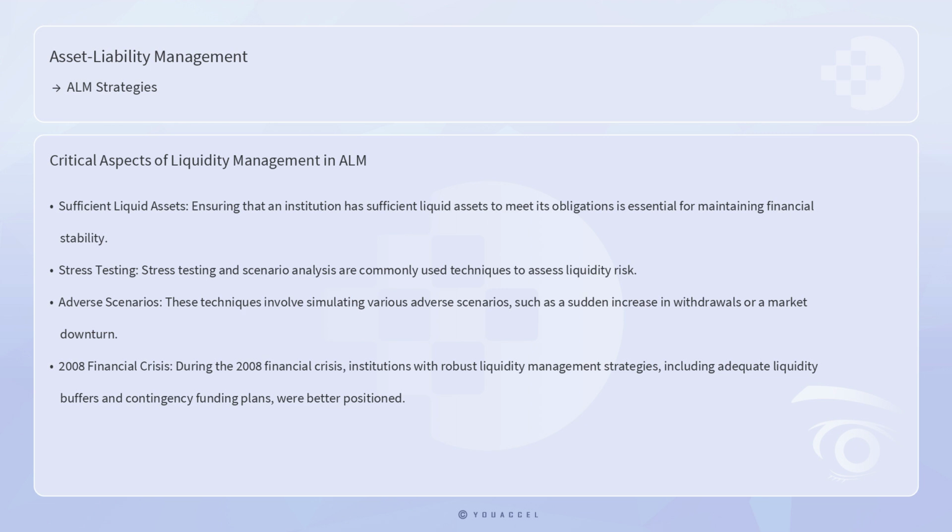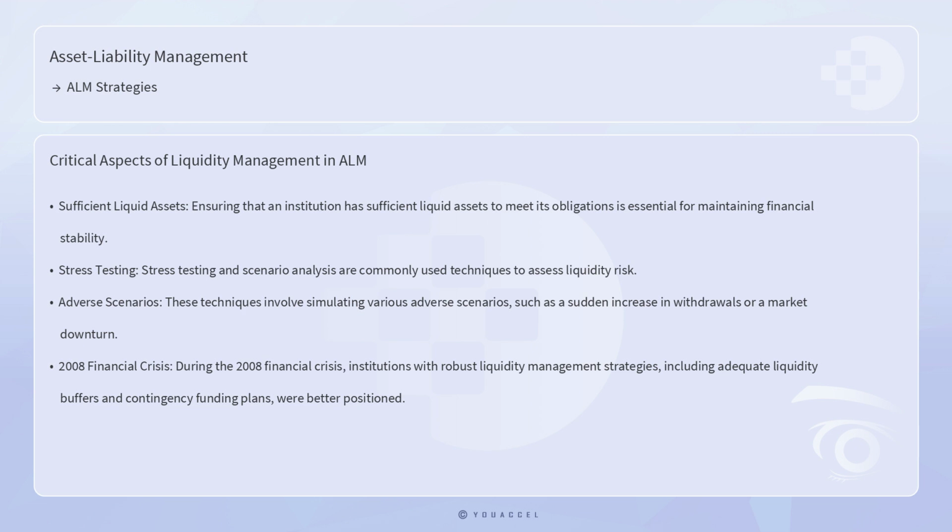Liquidity management is another critical aspect of ALM. Ensuring that an institution has sufficient liquid assets to meet its obligations is essential for maintaining financial stability. Stress testing and scenario analysis are commonly used techniques to assess liquidity risk. These techniques involve simulating various adverse scenarios, such as a sudden increase in withdrawals or a market downturn, to evaluate the institution's ability to withstand stress.